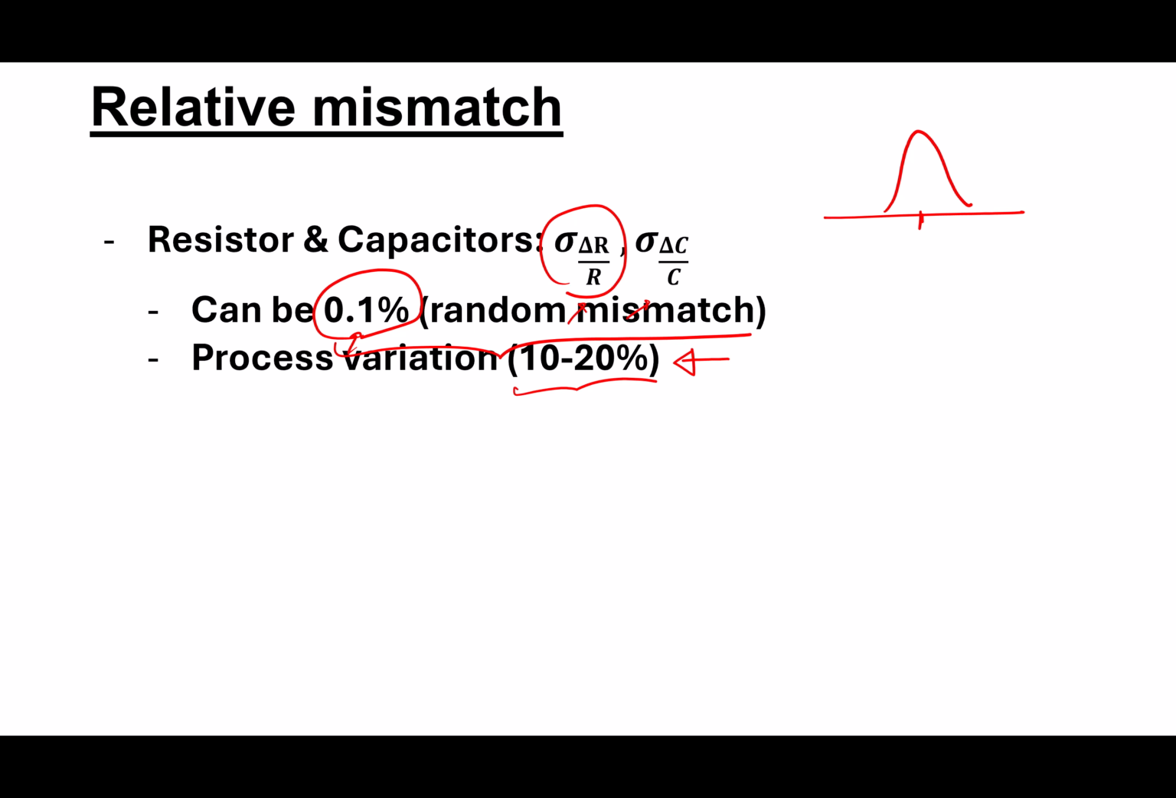So now, just like we did for capacitors and resistors, we'll do the same thing for MOSFETs. For the MOSFET current factor beta, we say delta beta by beta, that is sigma of delta beta by beta. For threshold voltage, we don't normalize it, we just say it's delta VTH, simply because in practice some transistors can even have threshold voltage close to 0. So if you divide by it, it becomes an unreasonably large number. So threshold voltage we don't normalize.